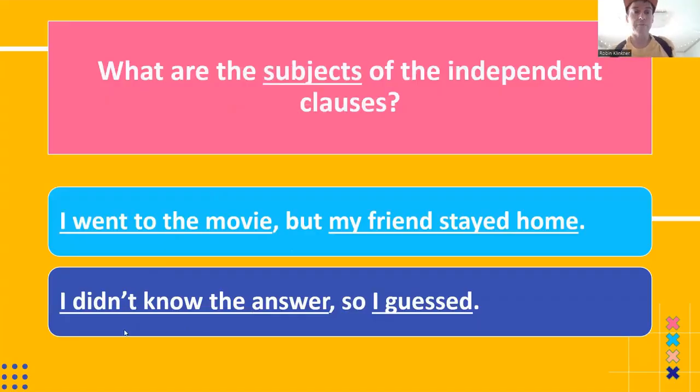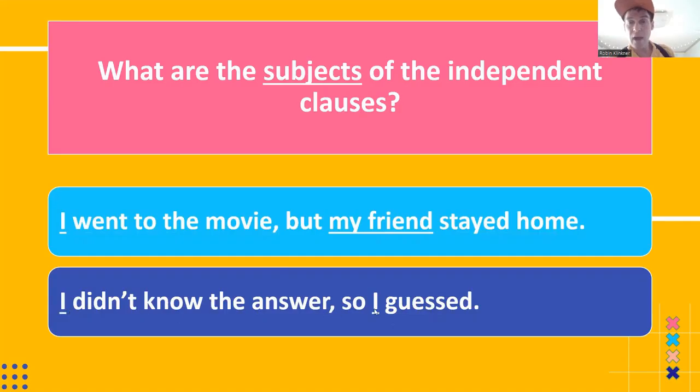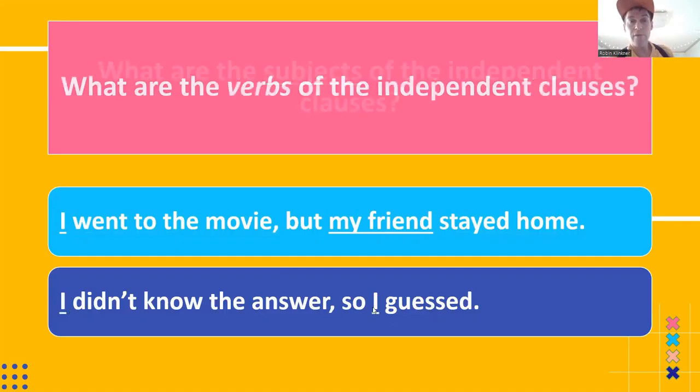So what are the subjects? So take a look. What is the subject in this underlined part? I. What is the subject in this underlined part? My friend. Down here, I. Okay. What are the verbs? In this independent clause, went. In this independent clause, stayed. In this independent clause, didn't know. And in this one, guessed.